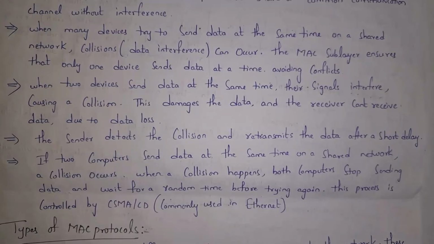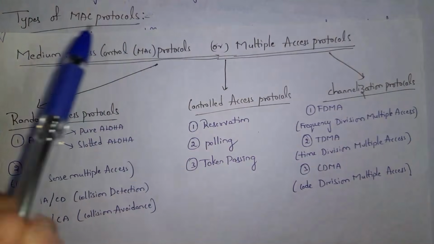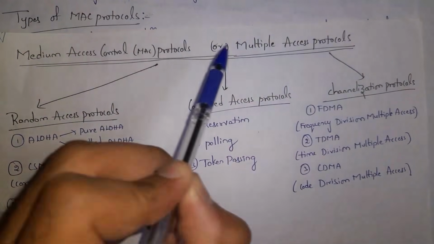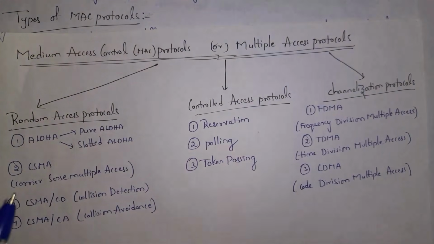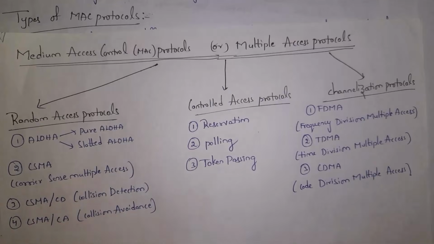If two computers send data at the same time on a shared network, collision will occur. When collision happens, both computers will stop sending data and they will wait for some random time before trying again. Sending data at random time is done by CSMA CD protocol. And MAC sublayer protocols are classified into three types. Guys, we also call MAC protocols as multiple access protocols. Multiple access protocols are classified into three types. They are random access protocols, controlled access protocols, and channelization protocols.